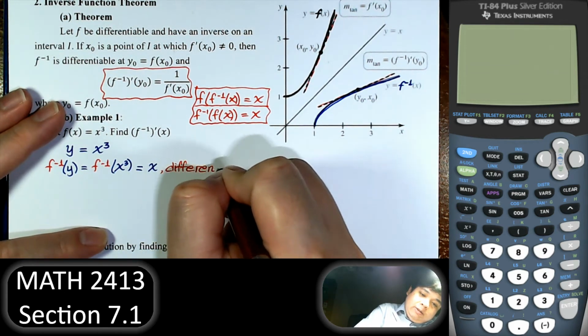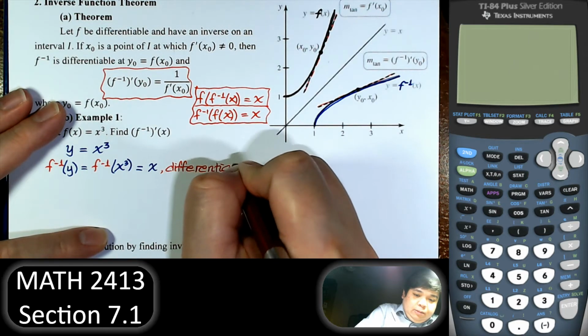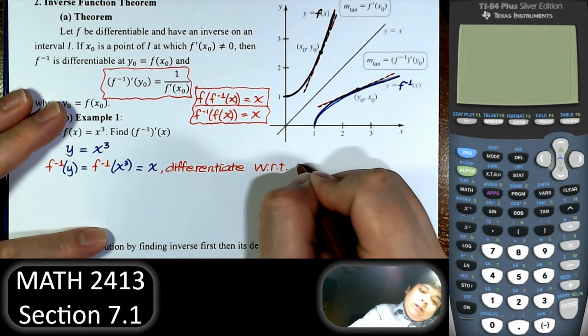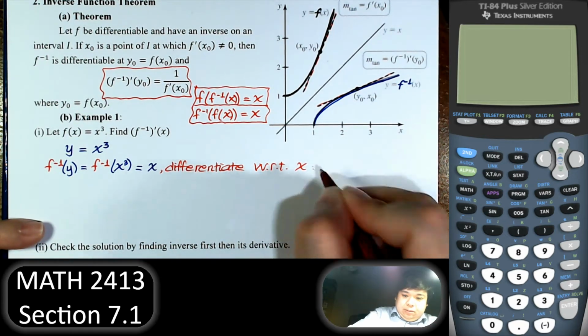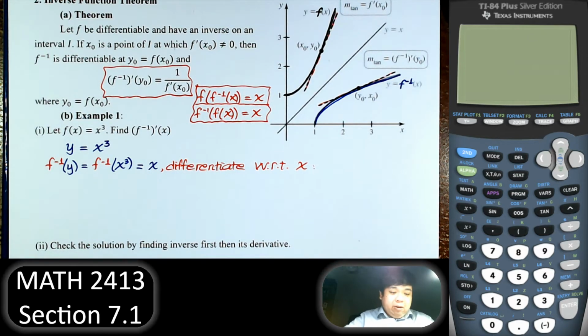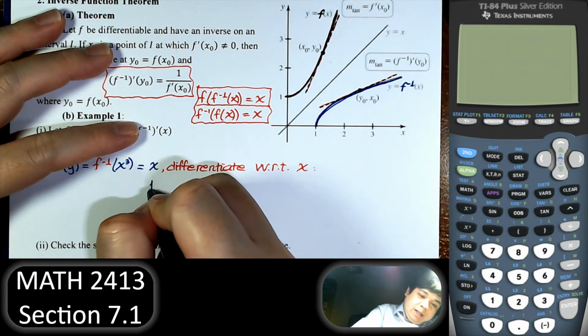Differentiate. So take the derivative with respect to x. The right hand side, the derivative of x, is 1. That's easy.